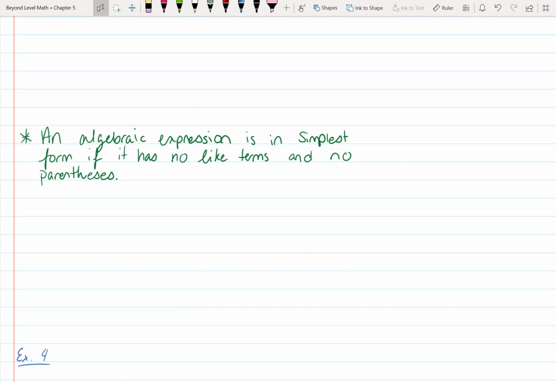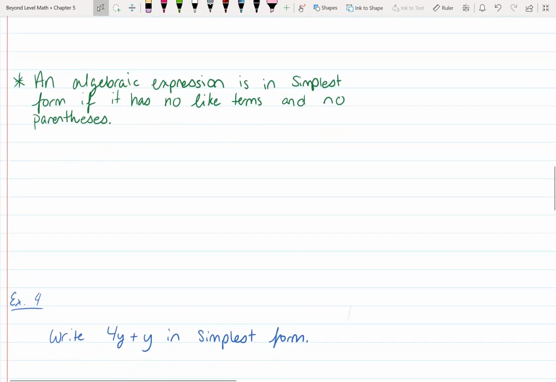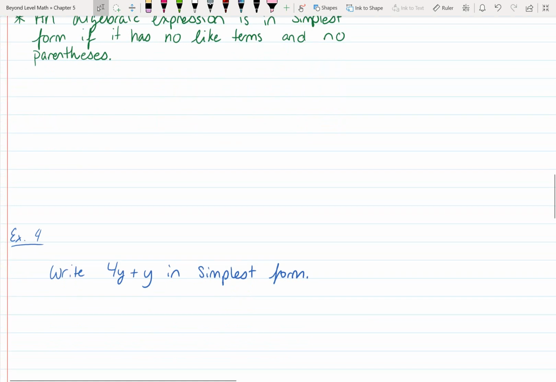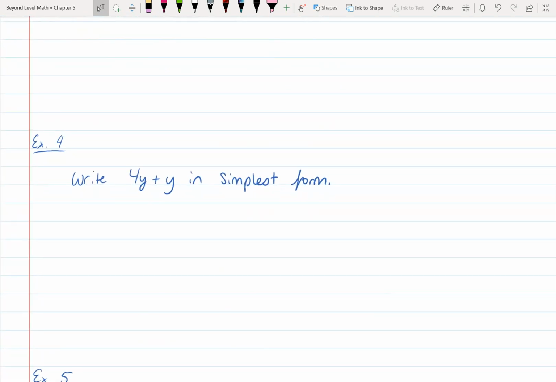So an algebraic expression is in simplest form if it has no like terms and no parentheses. So for instance, yesterday with our distributive property, we were simplifying the algebraic expression because we were getting rid of those parentheses. Alrighty, so let's simplify. Write 4y plus y in simplest form. We've got 4 y's, we add another y, we get 5y.